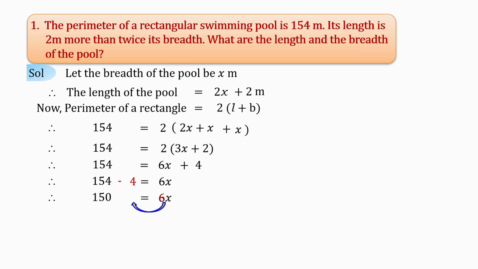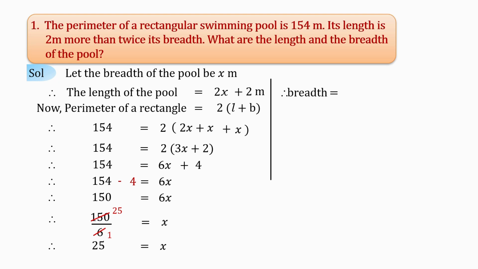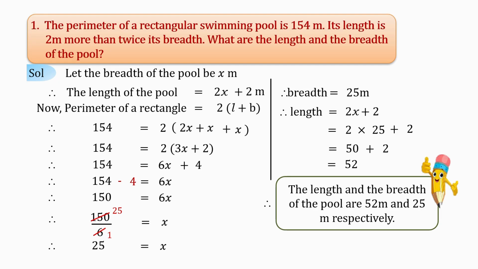Now 6 will be shifted. So x will be equal to 150 by 6. So x becomes 25. x means the breadth. So breadth equal to 25 meter. Length will be 2x plus 2, that is 2 into 25 plus 2. That becomes 50 plus 2, that is 52 meter. So the final answer is the length and the breadth of the pool are 52 meter and 25 meter respectively.